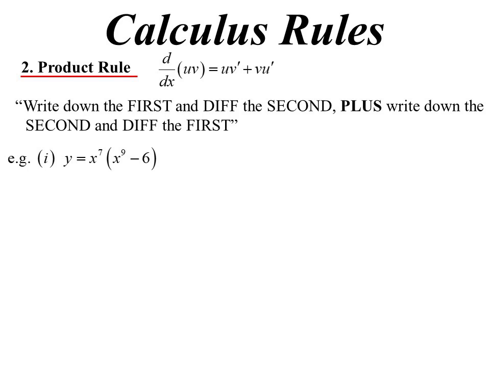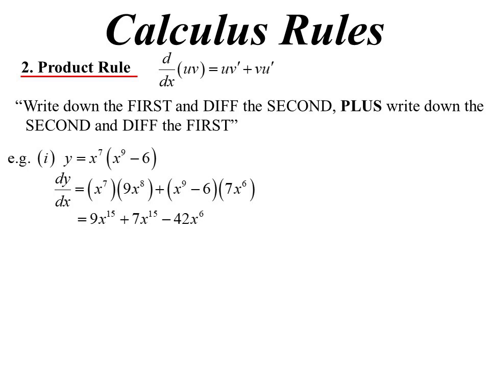Here we go. Write down the first. Well, the first function is x to the power of 7, so I write it down. Diff the second. Well, the second function is x to the 9 minus 6. Differentiate that, I get 9x to the power of 8. Plus, write down the second. Well, the second function, x to the 9 minus 6, diff the first. Differentiate x to the power of 7, and I get 7x to the 6. There's my derivative. Now we tidy that up. Oh, we've got a couple of like terms, and we have our answer.